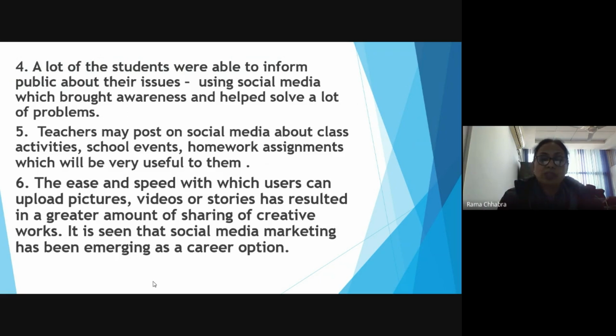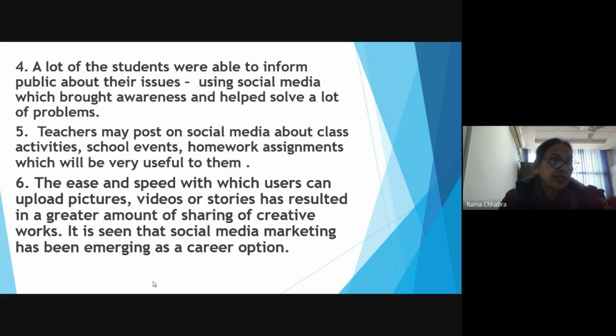Teachers may post on social media about class activities, school events, and homework assignments, which is very useful to them. And the ease and speed with which users can upload pictures, videos and stories has resulted in a greater amount of sharing of creative works. It is seen that social media marketing has been emerging as a career option also for the students.